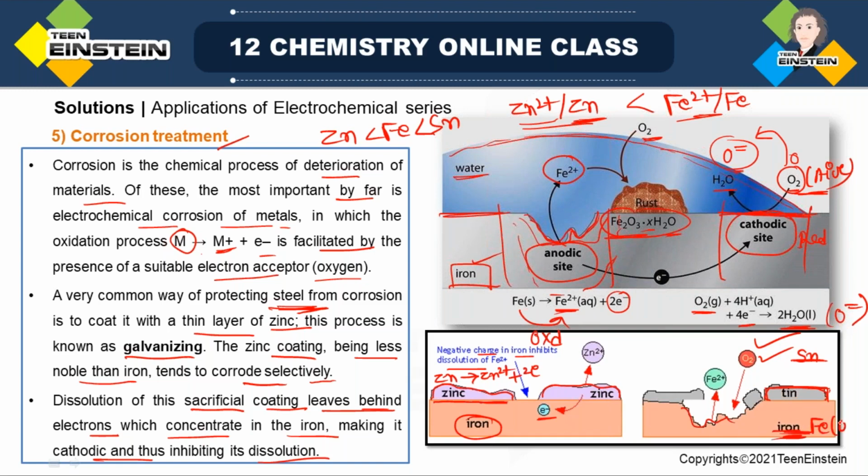Iron means Fe0. Tin will also accept electrons from iron. So as a result, as if there are two cathodic sites. So now corrosion will even increase. That is why zinc is used for coating steel, so that we can protect it from corrosion. Okay, is there any doubt?